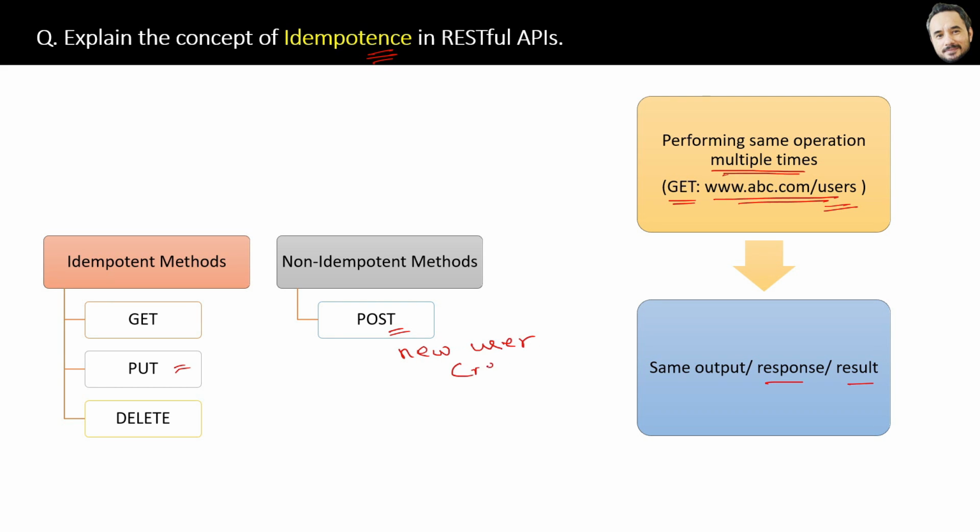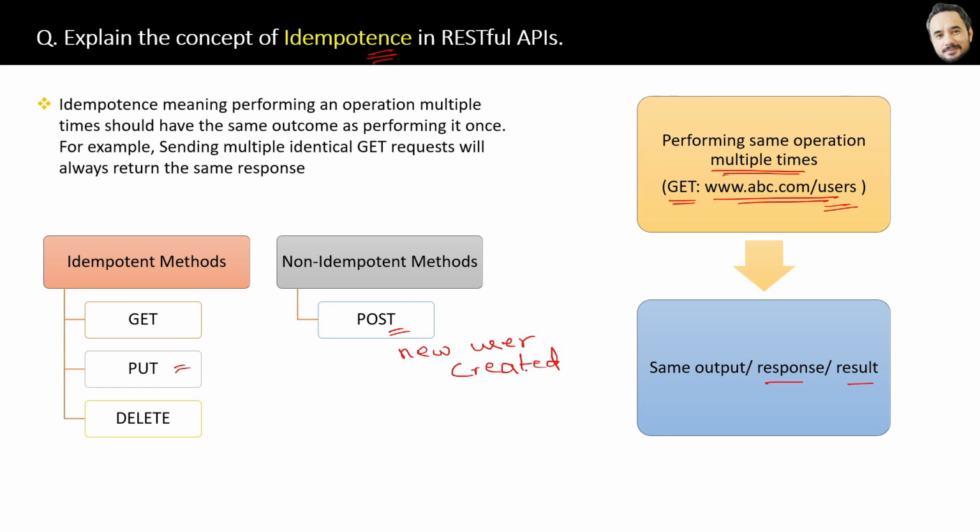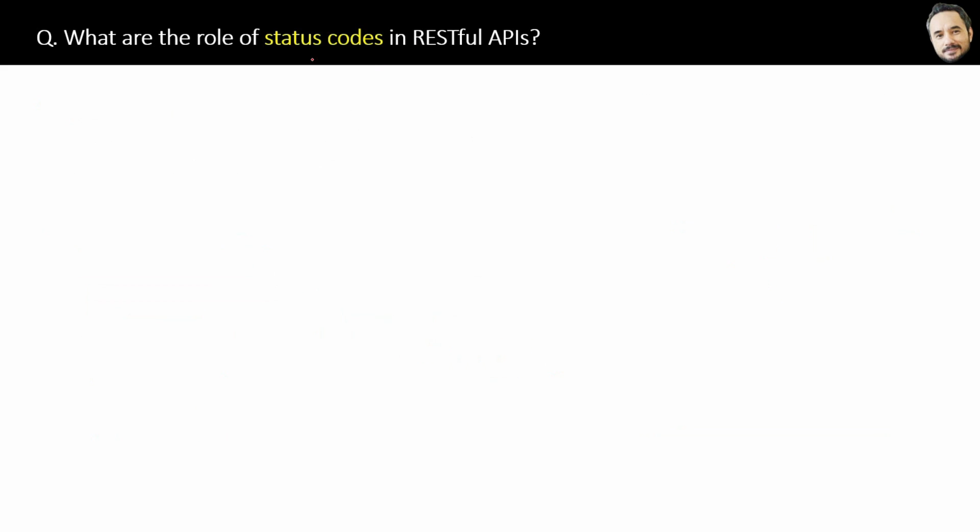That means the result has been changed, it is impacted, and every time it will impact, it's different. Okay, great. That is the explanation of this concept, and the same thing is written here also, which I already explained, right? What is the role of status codes in RESTful APIs?